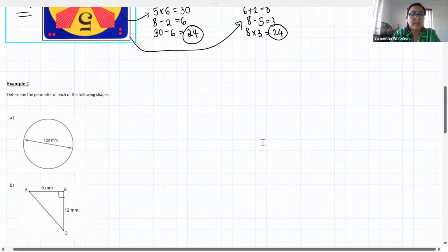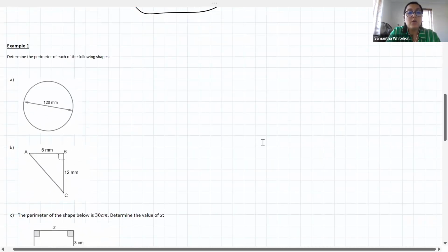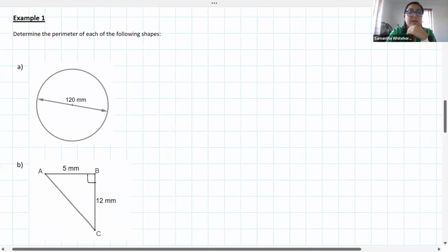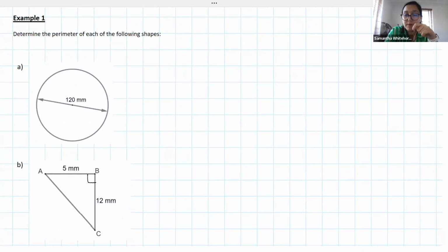Guys, let us jump straight into this. We're going to start with some basic examples, just to get us back into what we spoke about on Monday, and then we'll amp it up and start looking at more complex questions.